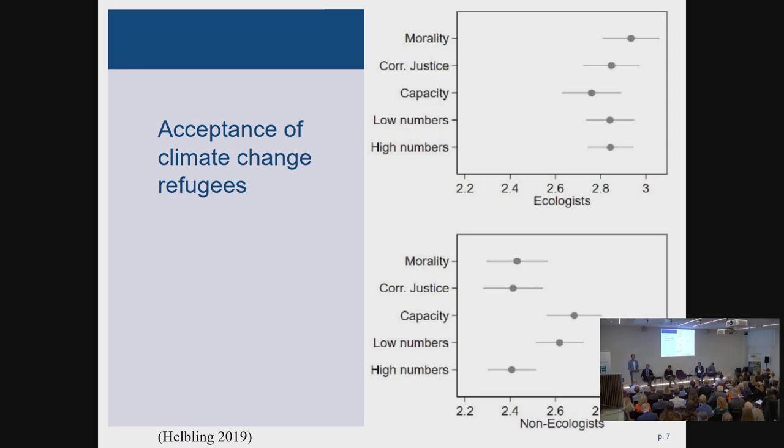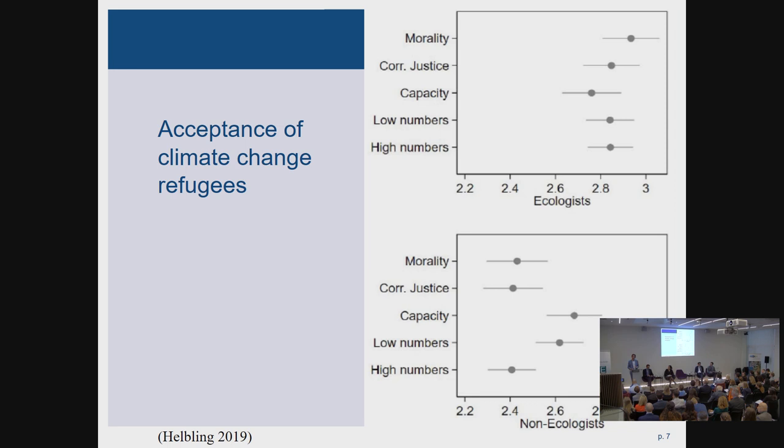And then I provided in this survey experiment different arguments under which conditions climate change refugees should be accepted. Is it a general morality issue? So everybody in need should be accepted irrespective of the reasons why people leave their countries. Or should it be according to a principle of corrective justice? So it's those countries that are most responsible for climate change that should accept more climate change refugees than others. Or does it depend on their capacity? That's similar to the proportionality argument we have heard before, so that bigger, richer countries should accept more climate change refugees than others.